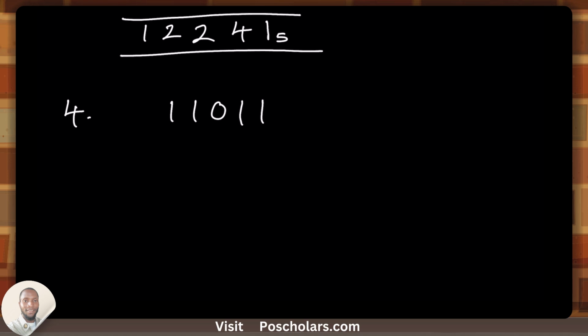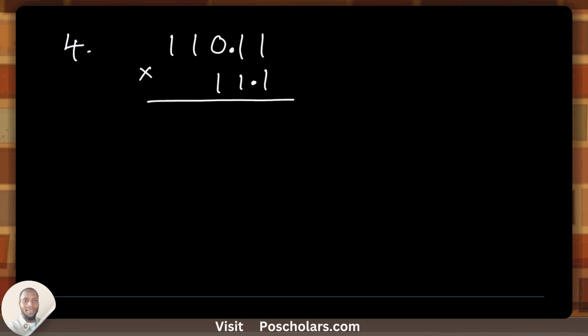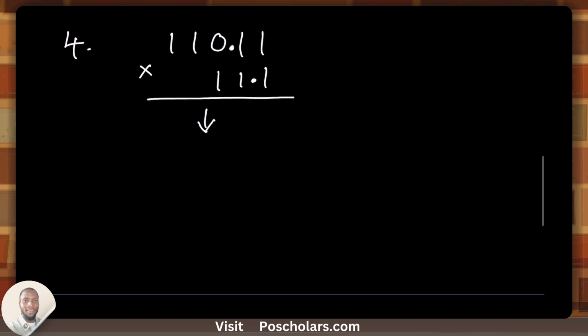11011 times 111. Remember, there's a point here: 110.11 times 111.0.1. Now, to multiply this, first of all, we ignore the decimal point. When we ignore the decimal point, we'll come back to it.